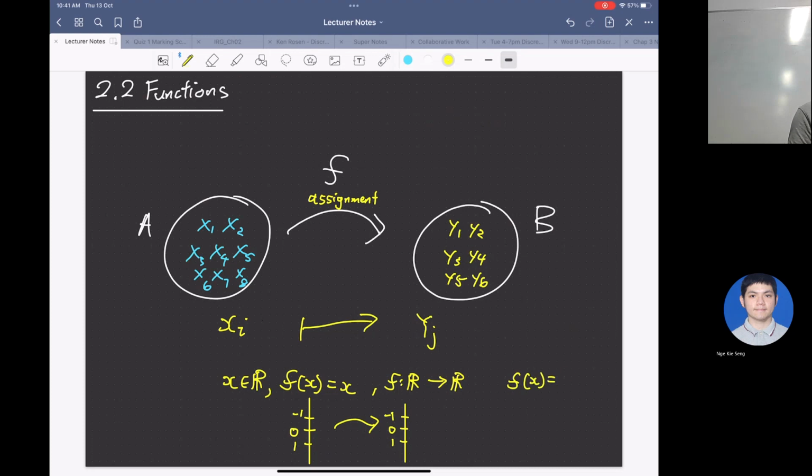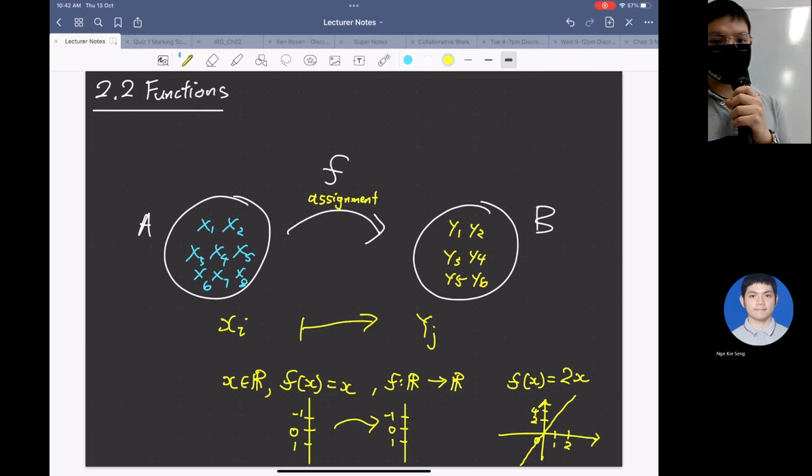Maybe a bit non-trivial one, f(x) equals 2x. You give me an x, I hand you 2x. You give me 1, I give you 2. You give me 0.5, I give you 1. So it's like scaling the graph. You hand me 0, I get 0. You hand me 1, I get 2. You hand me 2, I get 4. So you will sketch the graph something like that. This is function.